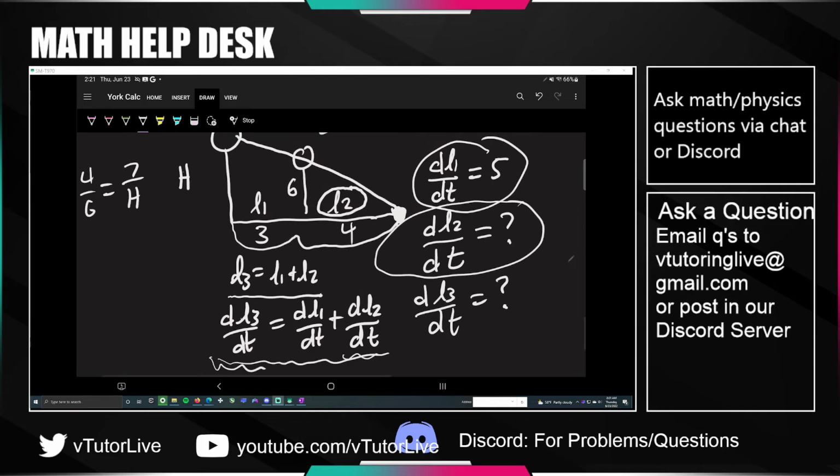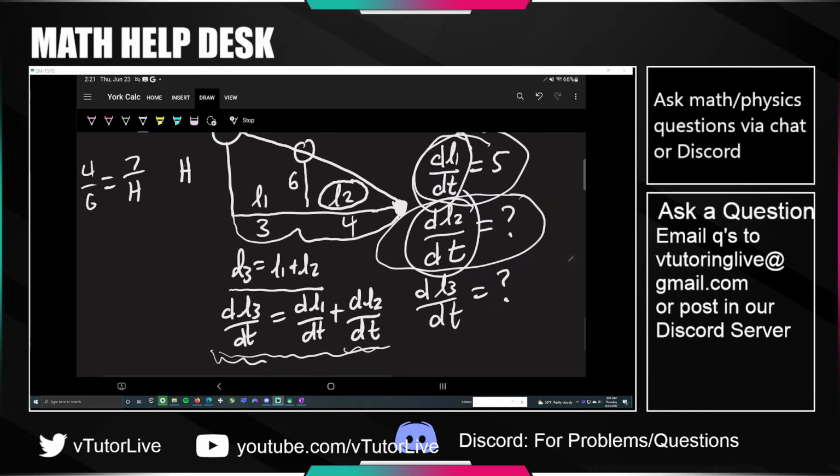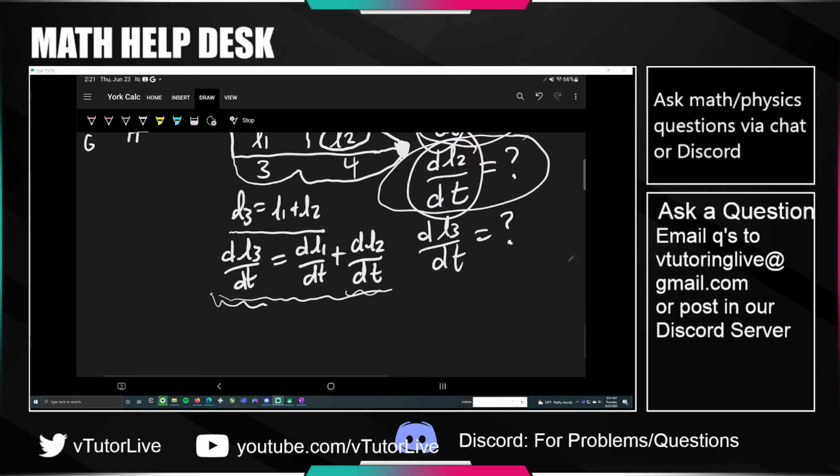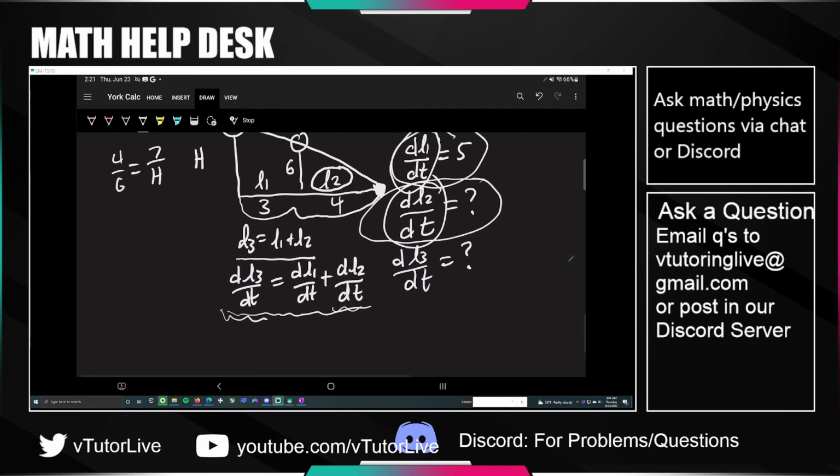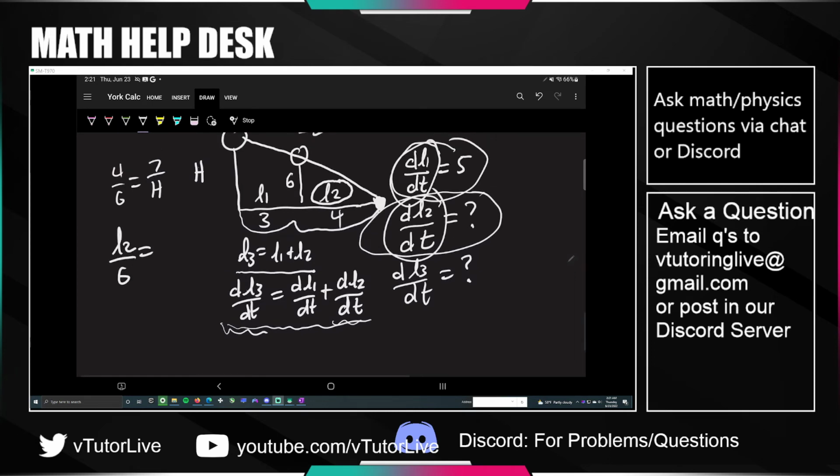To do this, I suggest you go set up the similar triangles again and try to think about how to relate these two terms, dL1 over dt and dL2 over dt. If we look at them, we find that L2 over 6 is equal to L1 plus L2 over H. And remember that H was something you explicitly solved for, just with similar triangles.